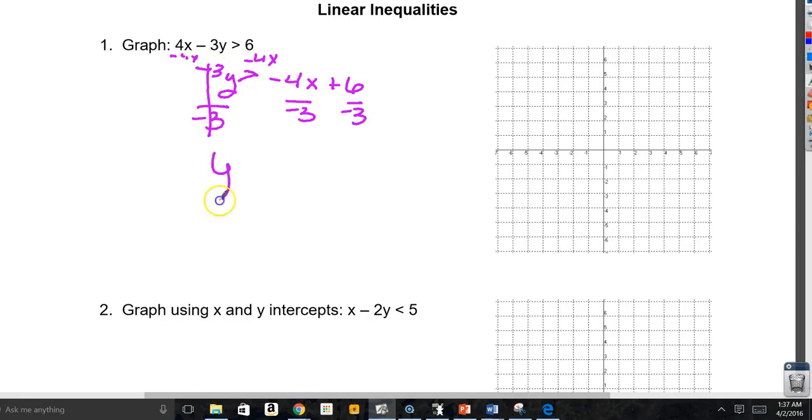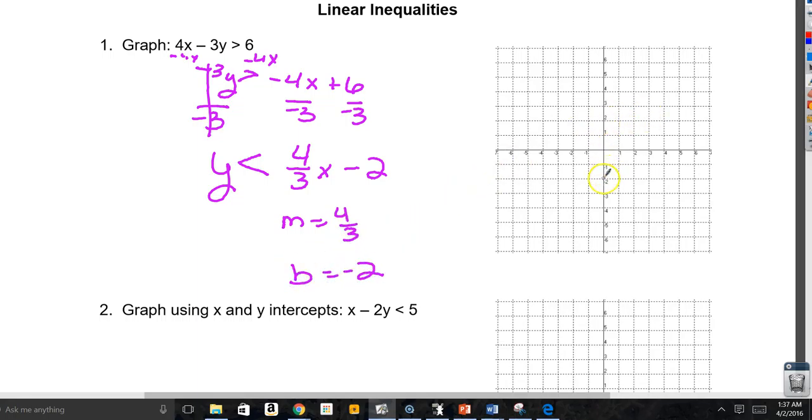So that gives us y. We divided by a negative, so this has to flip. This becomes y less than positive 4 over 3x minus 2. So our slope is 4/3. Our y-intercept is negative 2.